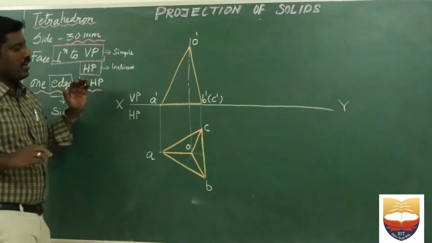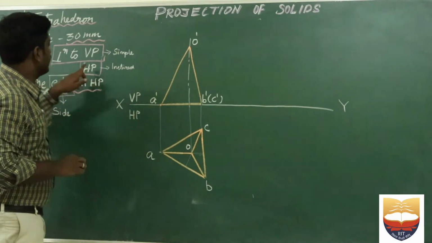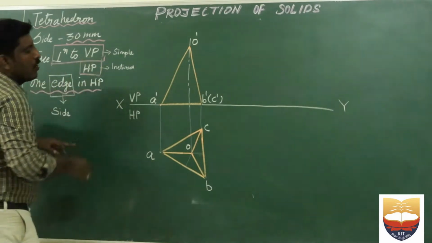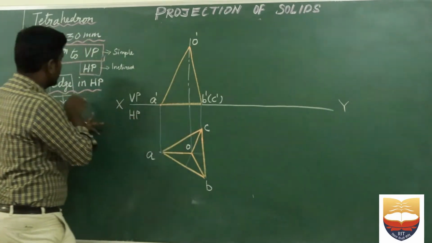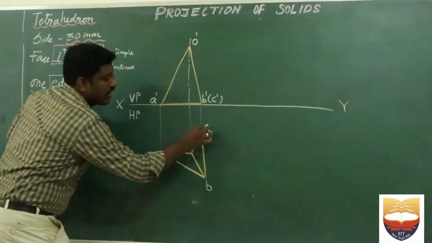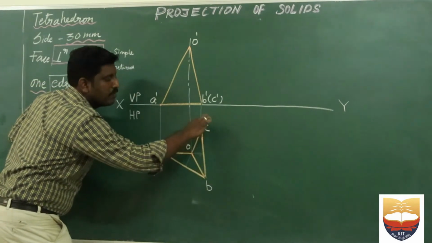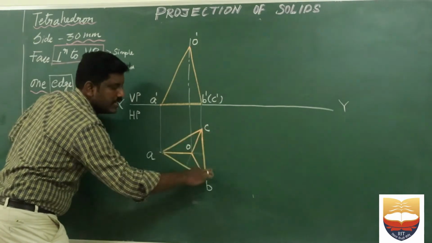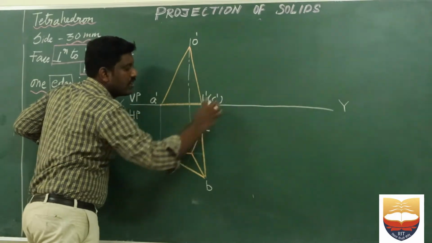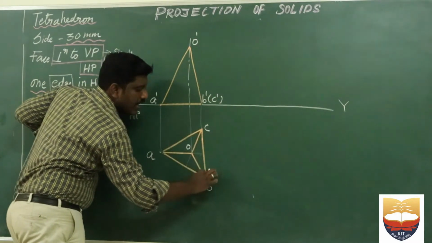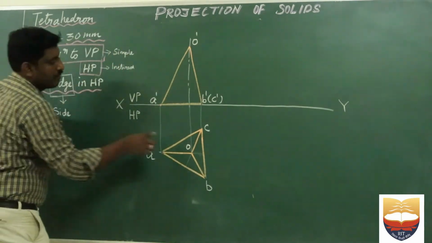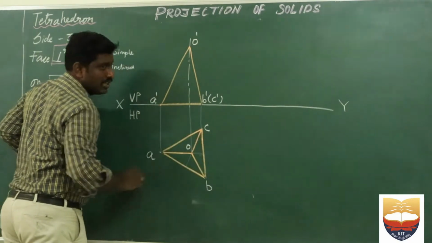Here I have drawn a simple question. Since it is given that one of the faces is perpendicular to VP, and one side or edge should be in HP, on the right side of my top view I have made an edge. First I have drawn my reference line, and fixed a line perpendicular to the reference line, and I have marked 30 millimeter from C to B.